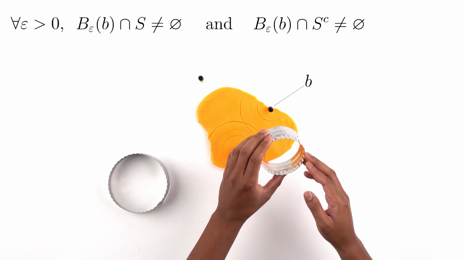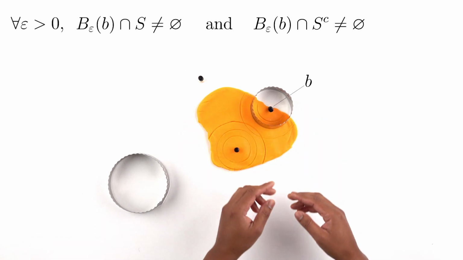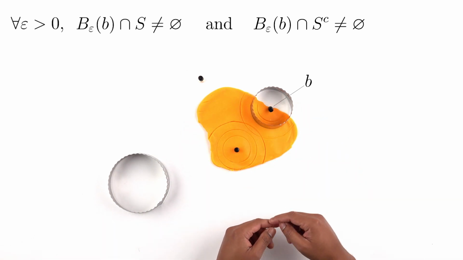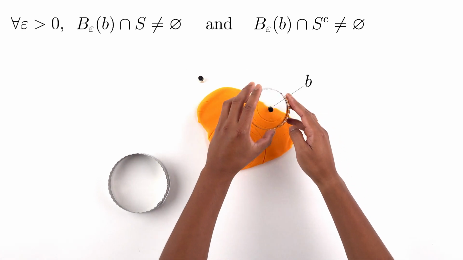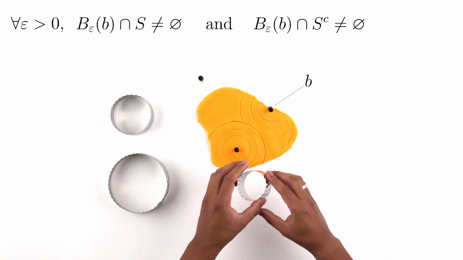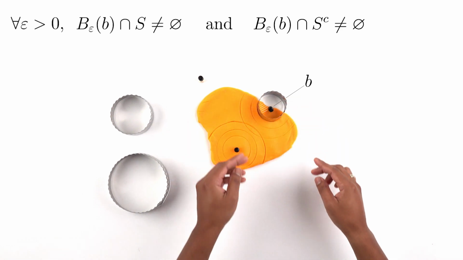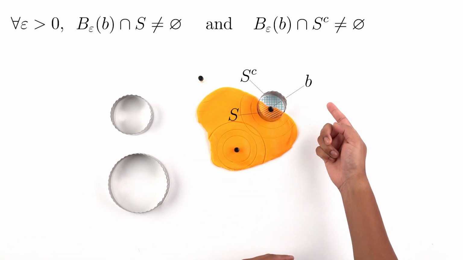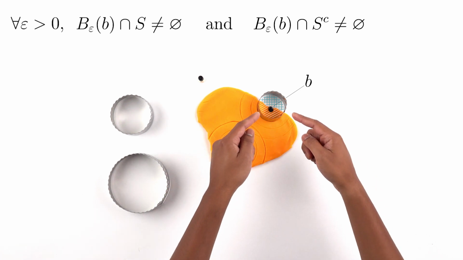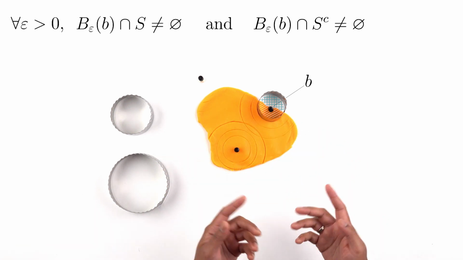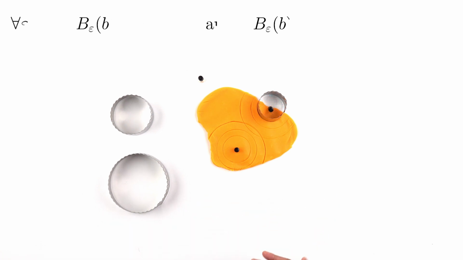I can place this smaller open ball centered at B. Looking inside this smaller ball, some of it is mango and some of it is not. I can also try an even smaller open ball and see the same thing. Because I will keep observing the same thing for every open ball that I choose, this will heuristically prove that B is a boundary point of S.